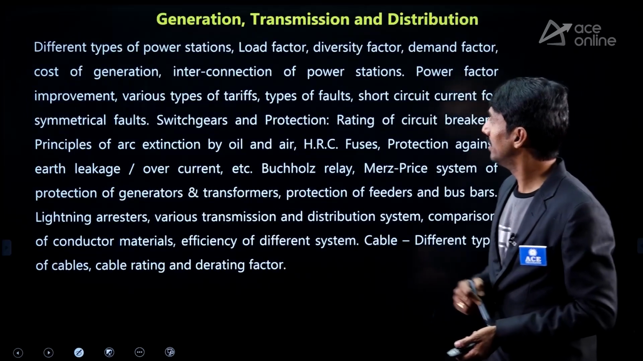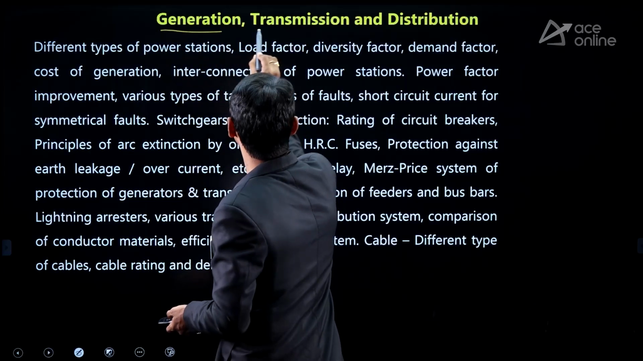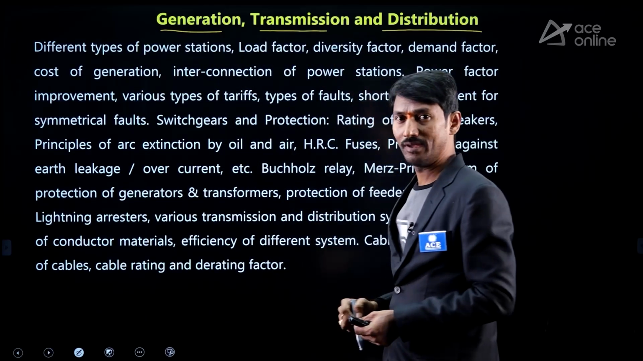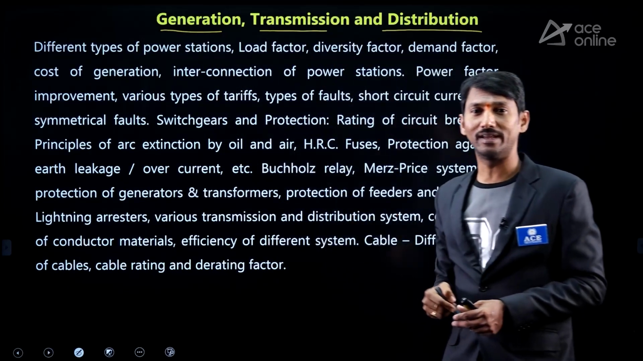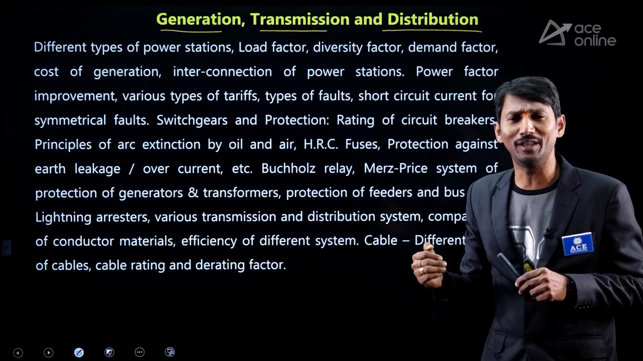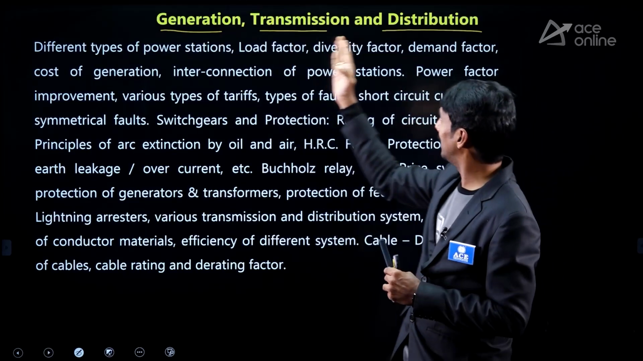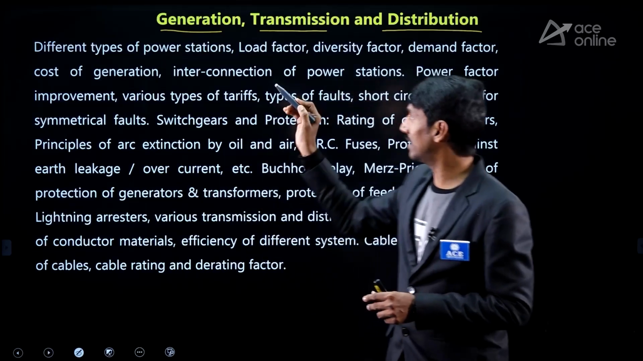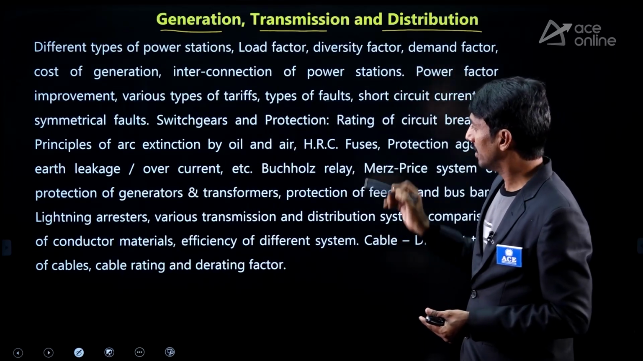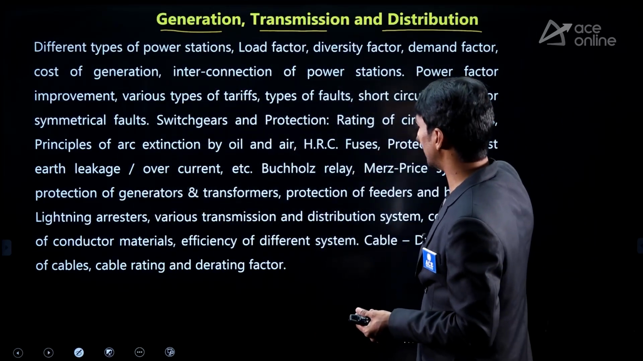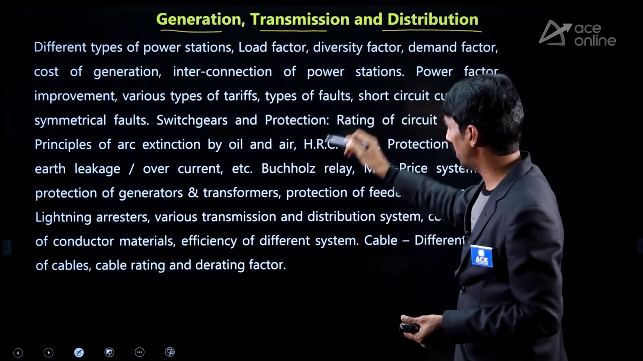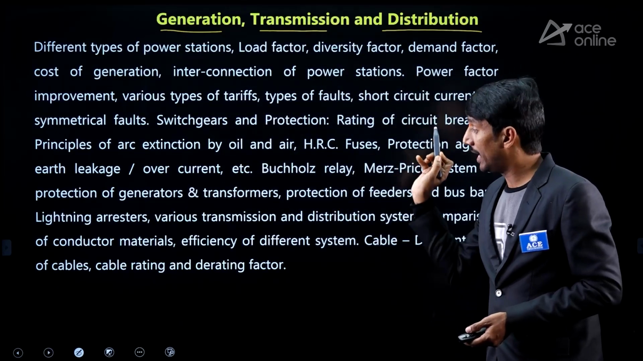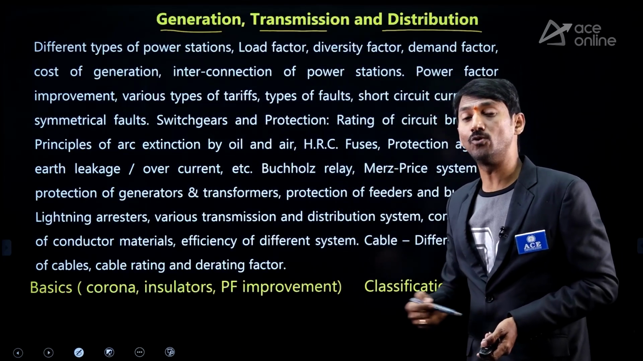Right? Next one, generation, transmission and distribution. The subject name itself is given like this, but in our electrical engineering, we say that this entire thing comes under the power system subject. Generation, transmission, distribution. Right, here all types of generation, transmission, distribution, corresponding things are given. Okay, but among all these, where you have to focus more?